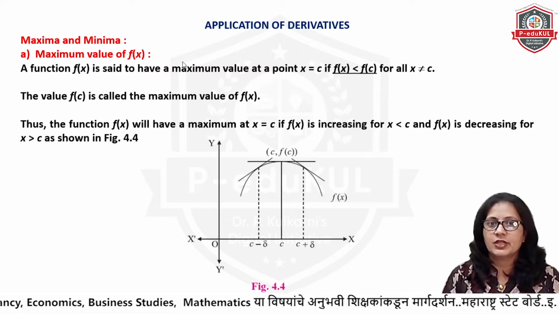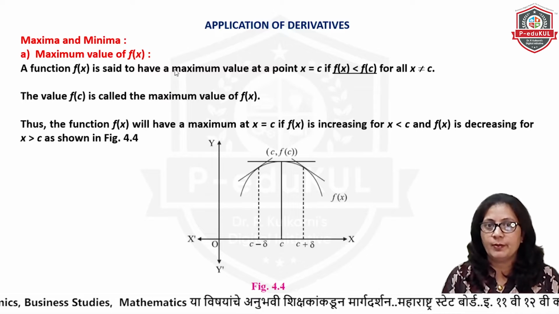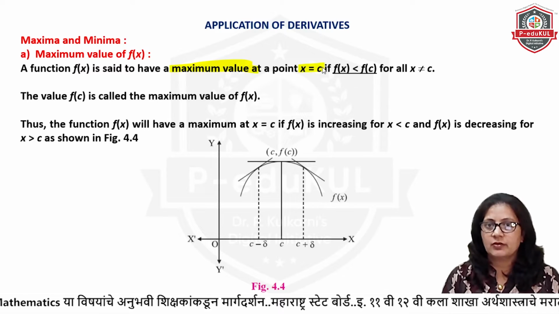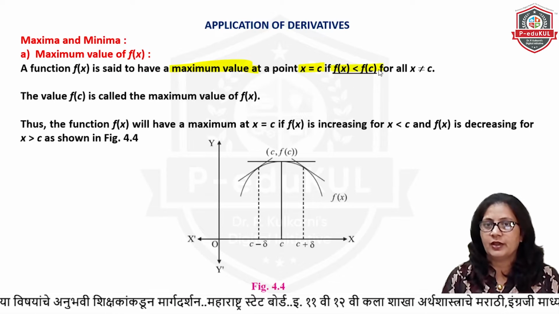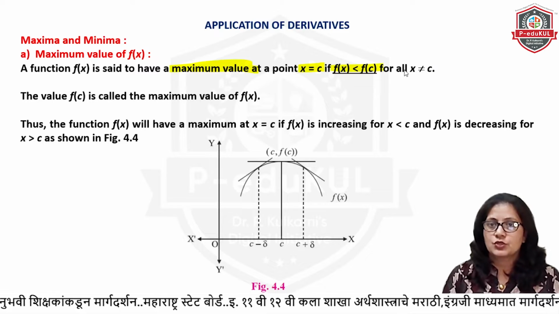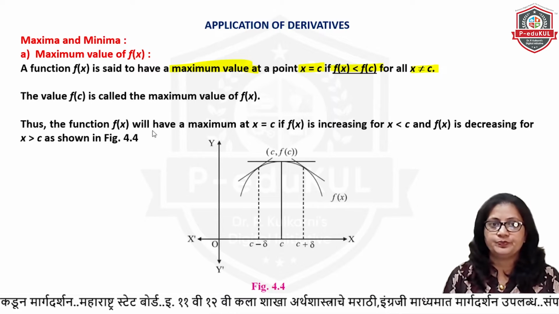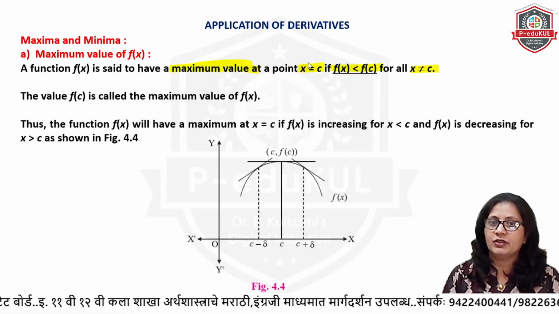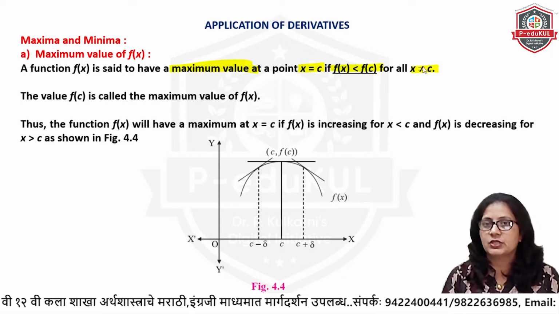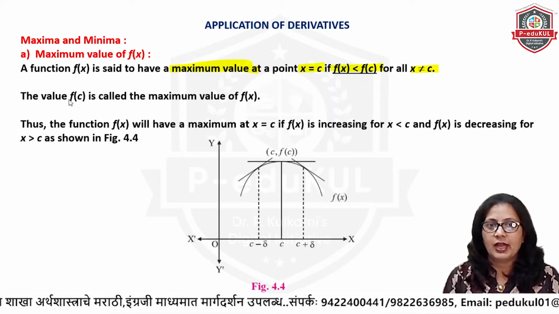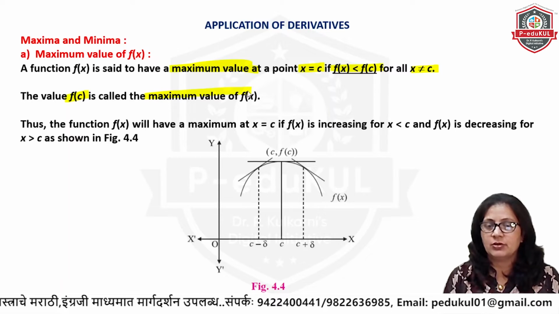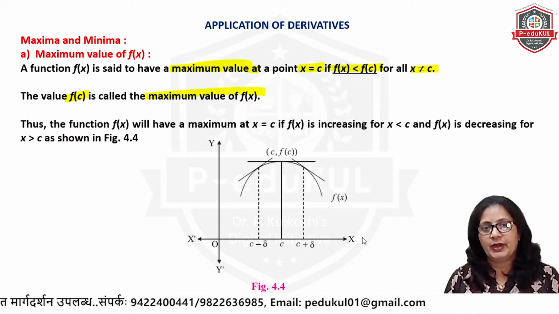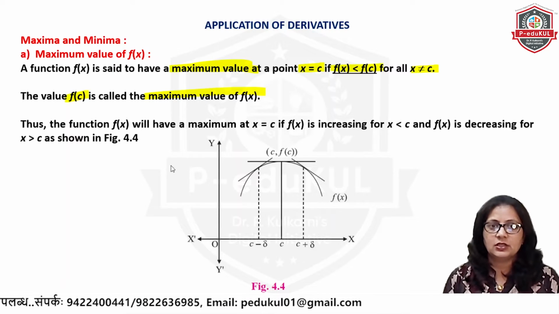So a function f(x) is said to have a maximum value at the point x equal to c if f(x) is less than f(c) for all x not equal to c, meaning c is some different value which we are taking, and then we are checking the function with respect to that c. Then the value f(c) is called the maximum value of f(x). When it comes to solving in the examination, you will understand it better, but first we will see the theory part of it.